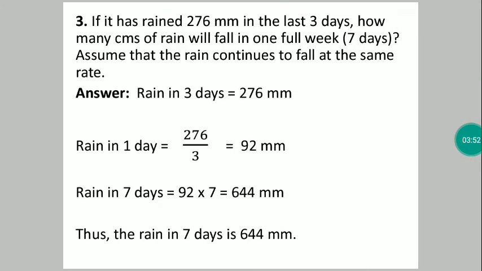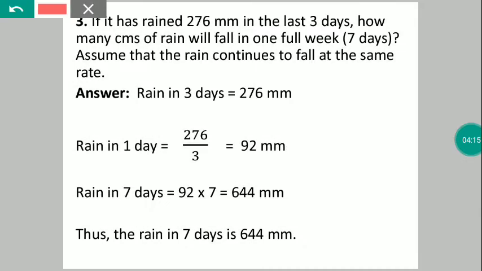Now question number 3. If it has rained 276 mm in the last 3 days, how many centimeters of rain will fall in one full week? In a week, you know there are 7 days. Assume that the rain continues to fall at the same rate.